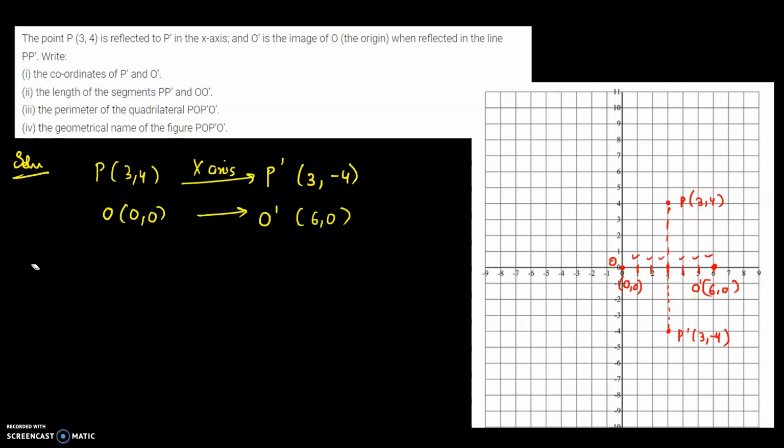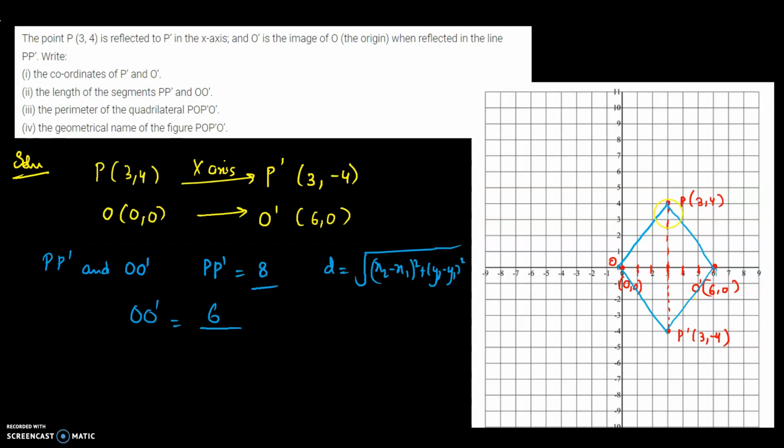Second part is to find out the length of the segments PP dash and OO dash. So from this graph you can see that PP dash is 4 plus 4, that is 8, and OO dash is 0 to 6, that is 6. You can also find it out by the distance formula. Now the third part is to find out the perimeter, that is the sum of all sides. First I'll find out the length of OP, or you can find out PO dash or any other side. So this will be the square root of 3 square plus 4 square, that is 5. I have done this by the distance formula.